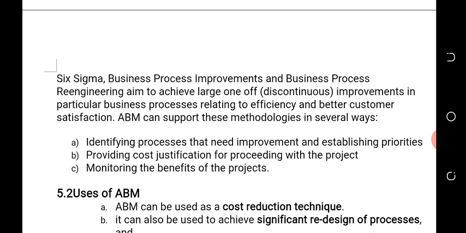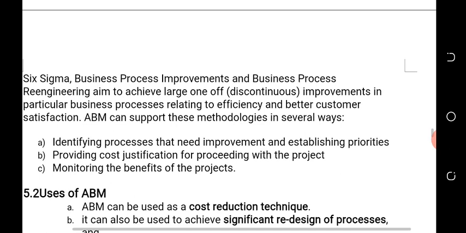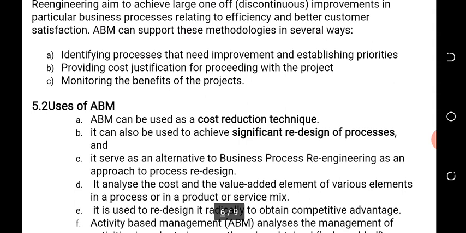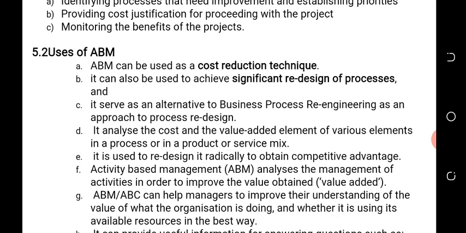ABM can support these methodologies in several ways. How can ABM support all these methodologies? One, it helps in identifying processes that need improvement and establishing priorities, providing cost justification for proceeding with the project, and monitoring the benefits of the project. So ABM will help you to achieve these three when you want to use other cost controls.